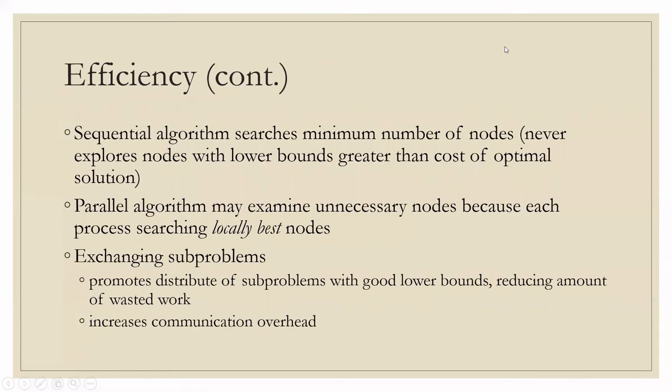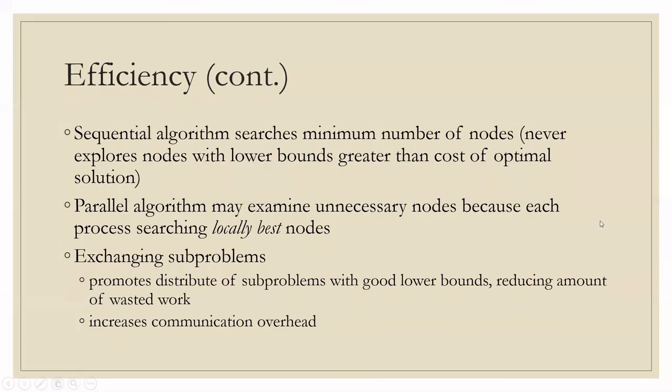When you compare the sequential branch and bound algorithm with the parallel algorithm, in the sequential algorithm, only those nodes which have the lowest bound are examined. But in the parallel algorithm, each local process will examine its local best. So there may be a possibility of examining unnecessary nodes. And again, there is a communication overhead of exchanging these subproblems in between.